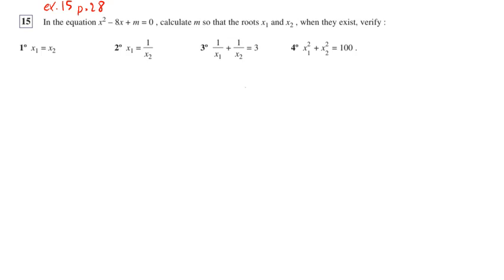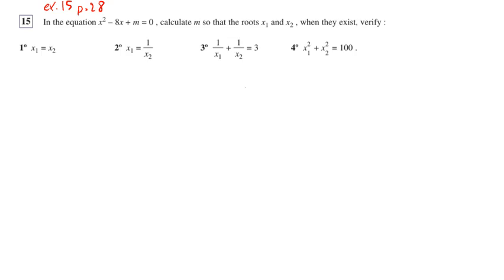In the equation x squared minus 8x plus m equal to 0, calculate m so that the roots x1 and x2, when they exist, verify the following condition. In each part we should take a condition different from the other one.